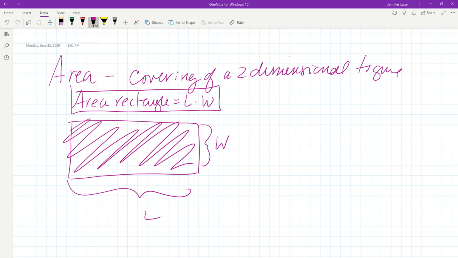So area of a square. For a square and a rectangle, it's pretty much the same thing, but some people just say side squared because they know that all the sides are the same. So you're just going to multiply a side by a side for the square.